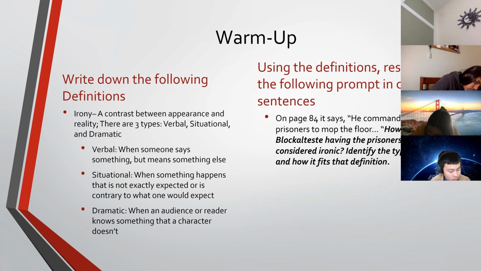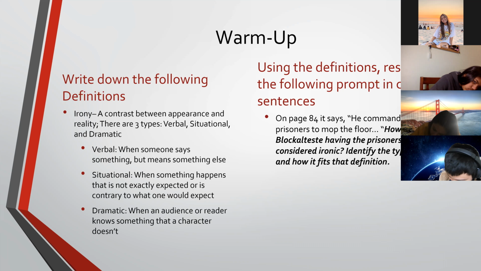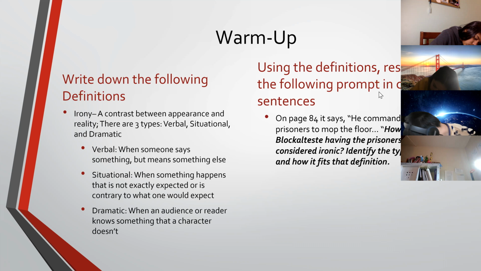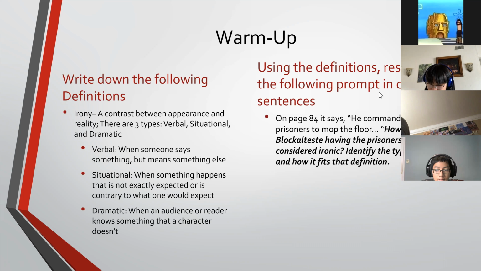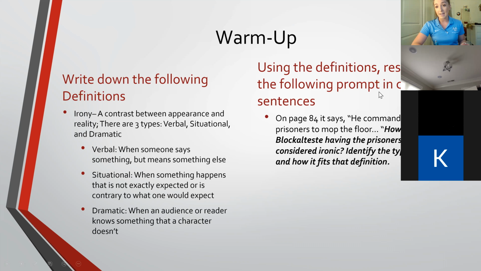All right, so I'm gonna start going over these terms and giving you a few examples to kind of make it a little bit more clear about what these could look like or sound like. So verbal irony is going to be the kind of irony that you guys would hear a lot on a day-to-day basis. Another word for verbal irony is sarcasm, okay? So this is gonna be when somebody says something, but they actually mean something else, okay?